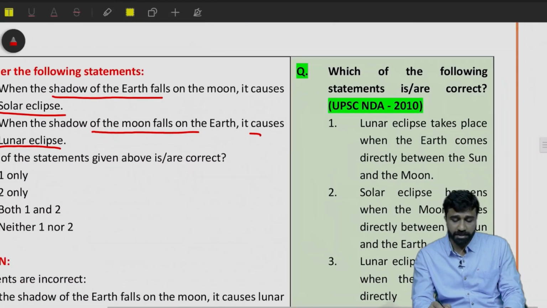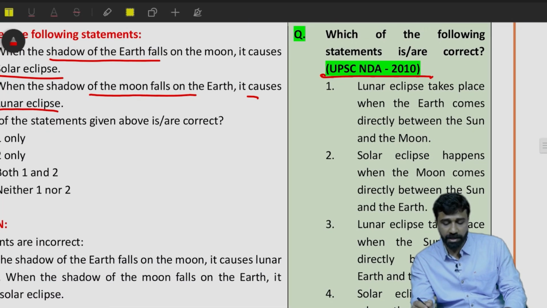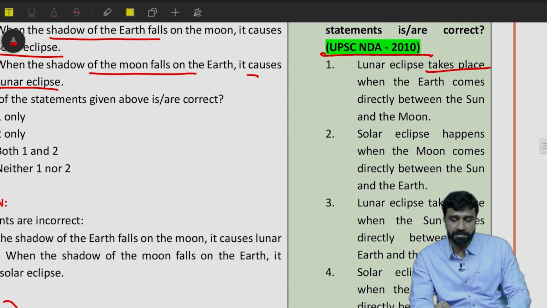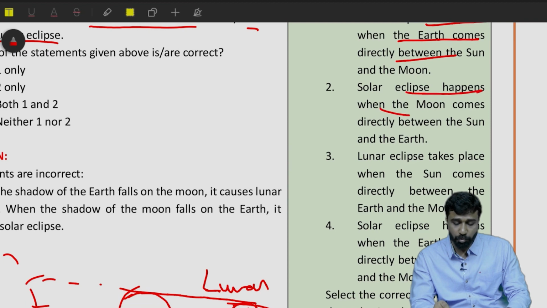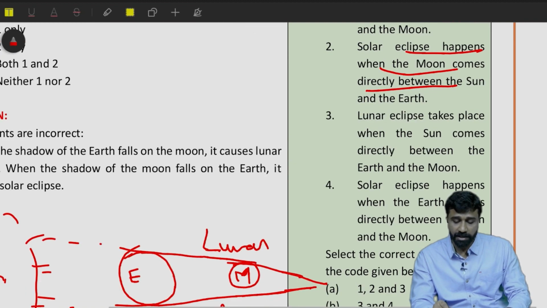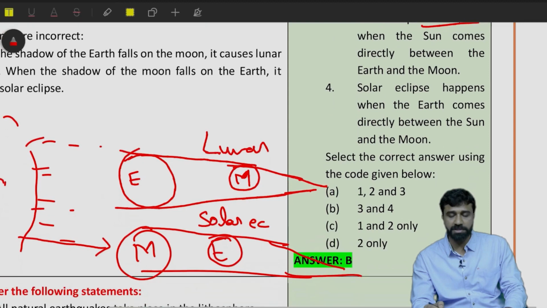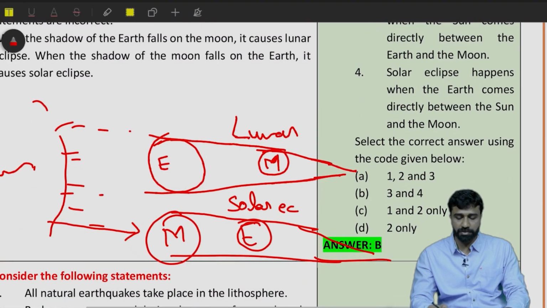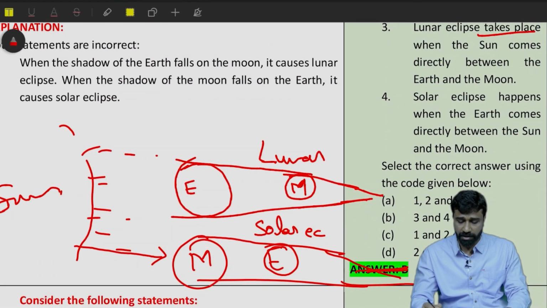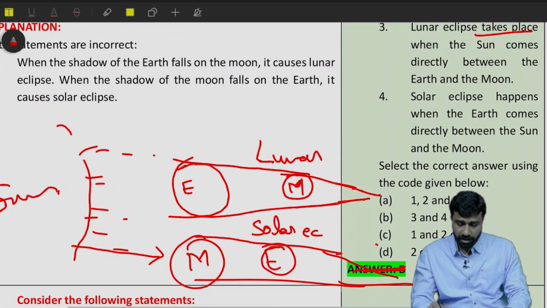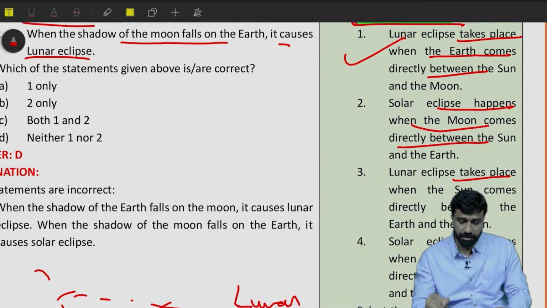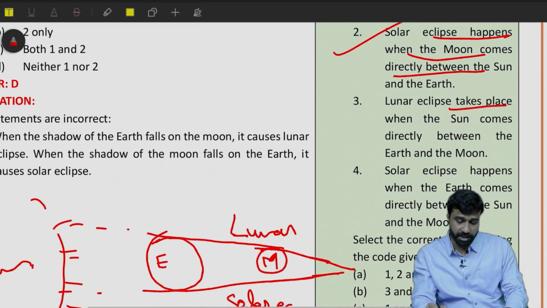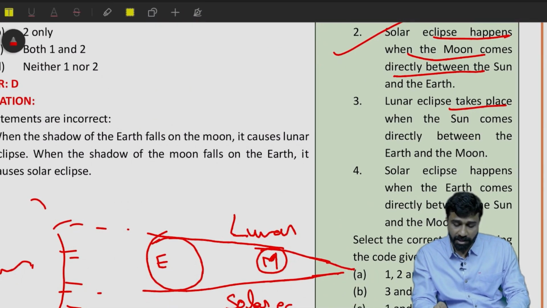These are the concepts. They asked NDA in 2010 regarding these questions. Lunar eclipse takes place when the earth comes directly between the sun and the moon, and solar eclipse happens when the moon comes directly between the sun and the earth. These are the questions that you have to eliminate and simply answer. Option B is actually wrong here. Option C, statements 1 and 2, is the right answer here, because the first and second statements are true. Lunar eclipse takes place when the sun comes directly between the earth and moon; that is not at all right.